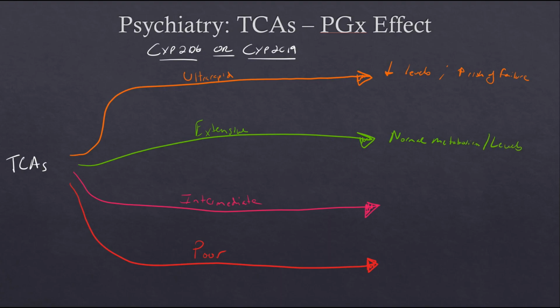Now, what about intermediate metabolism? And again, exactly what we were seeing in the SSRI guidelines. You're going to have increased levels and an increased risk of side effects because you're having less conversion into those metabolites that get removed from the body. Finally, what would happen if you're a poor metabolizer?